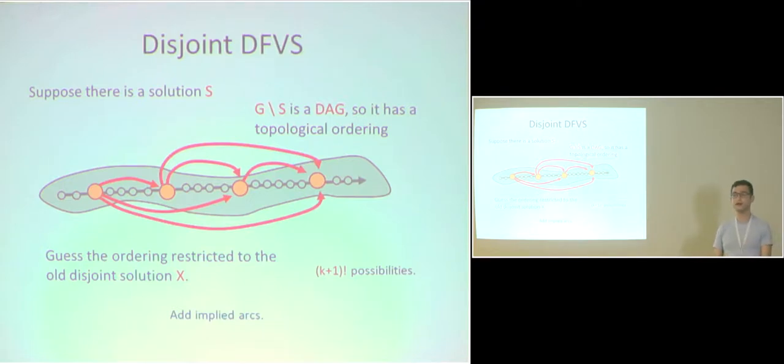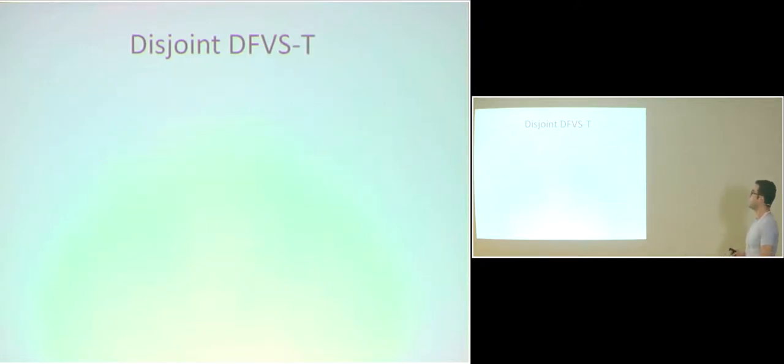So now, in particular, the set of undeletable vertices, my undeletable solution, forms an acyclic tournament. If the tournament wasn't acyclic, I could say no, because I have a cycle inside a set of undeletable things, so I definitely cannot find a disjoint solution. So I'm left with the following problem: disjoint DFVS-T. T stands for the disjoint solution inducing a tournament.